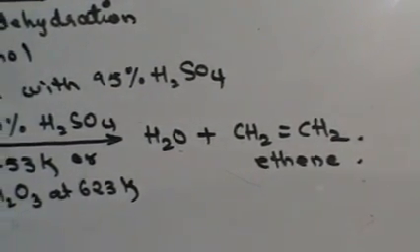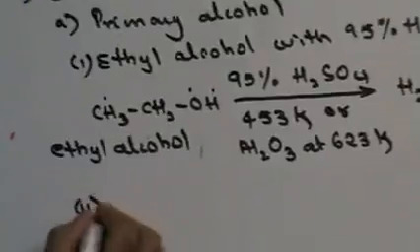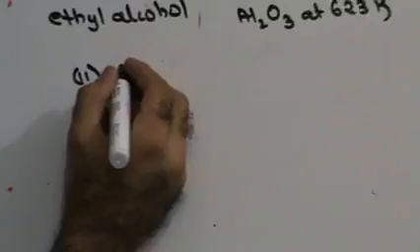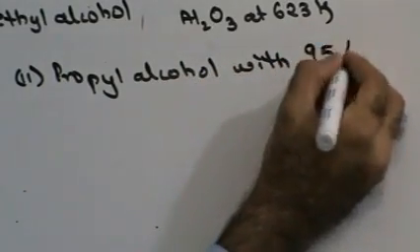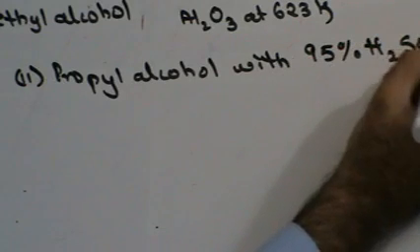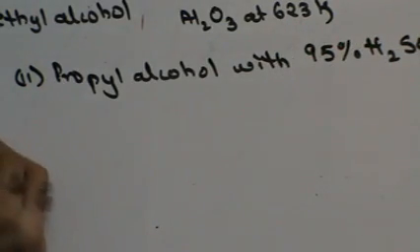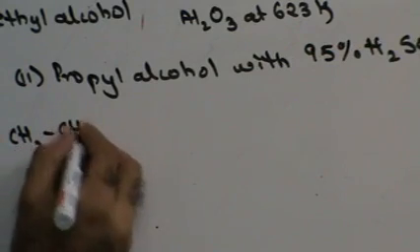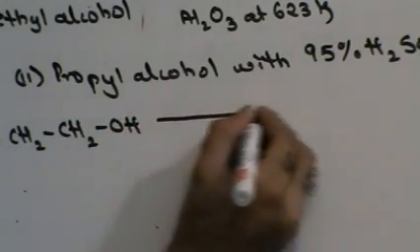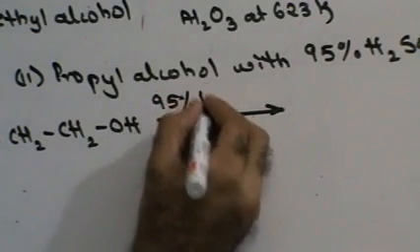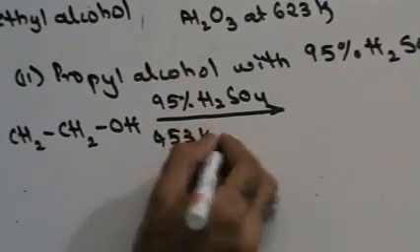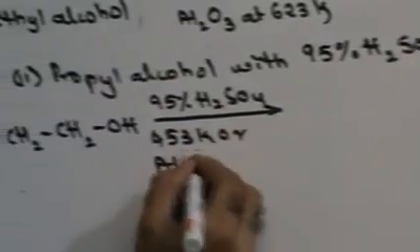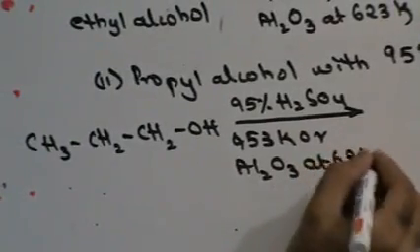Let's see another reaction of this kind. Say what happens when propyl alcohol reacts with 95% sulfuric acid? Propyl, CH3CH2CH2, propyl alcohol, with 95% sulfuric acid at 453 Kelvin, or aluminium oxide at 623 Kelvin.